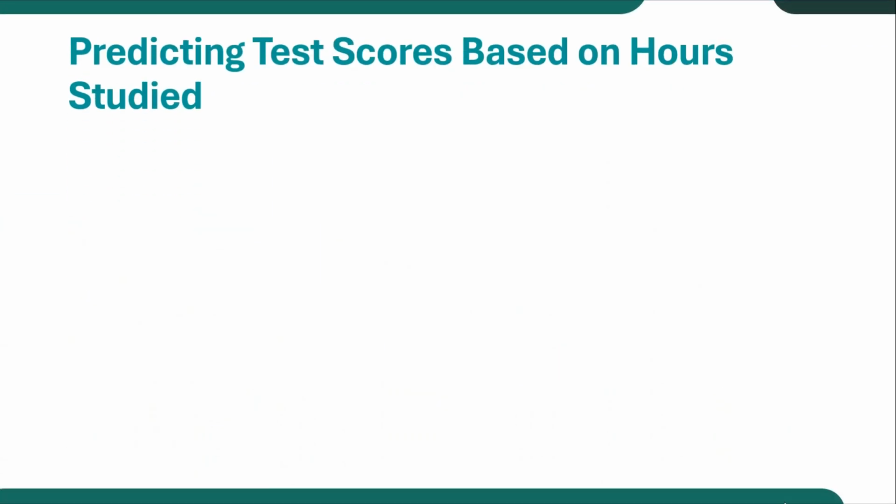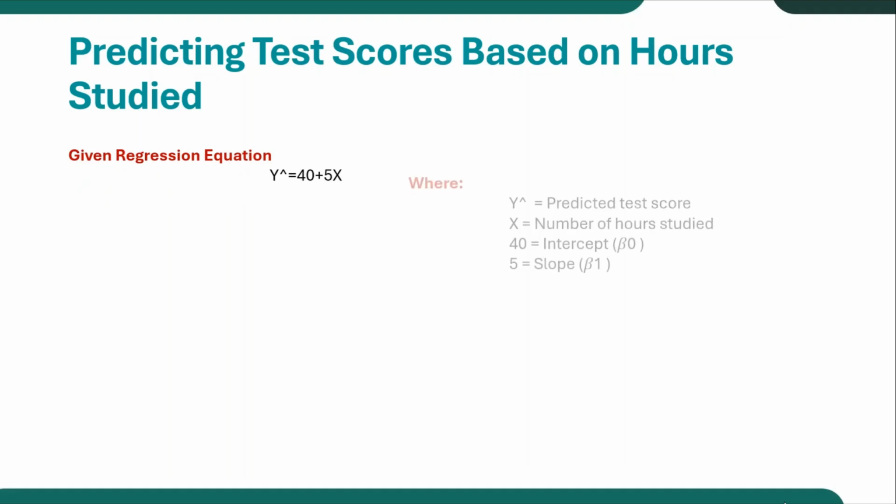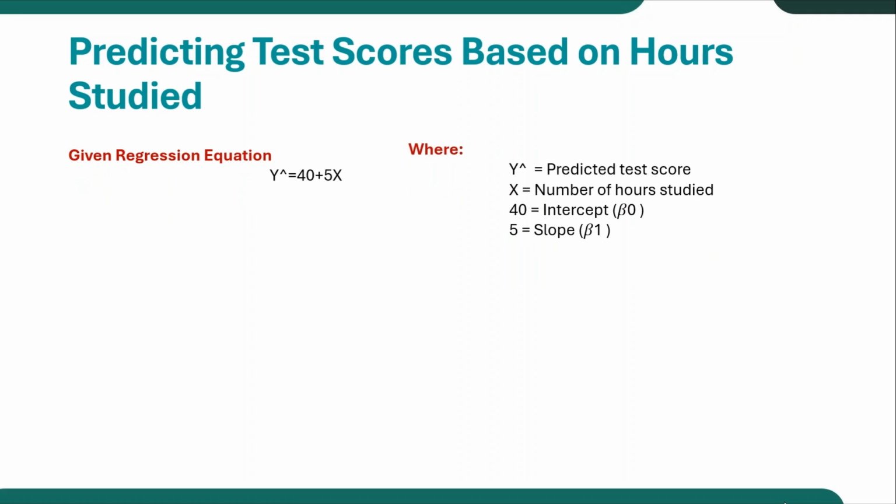This slide shows a practical example of how simple linear regression works. We're using a regression equation to predict a student's test score based on how many hours they study. The equation we're using is y hat equals 40 plus 5x. Here, 40 is the intercept, the expected test score if no studying is done. 5 is the slope. For every additional hour studied, the score increases by 5 points.